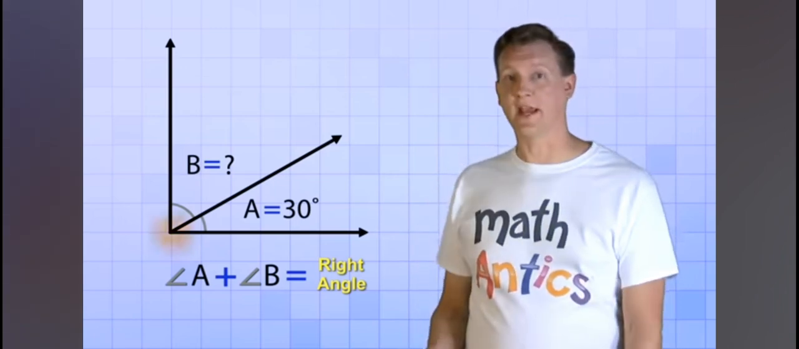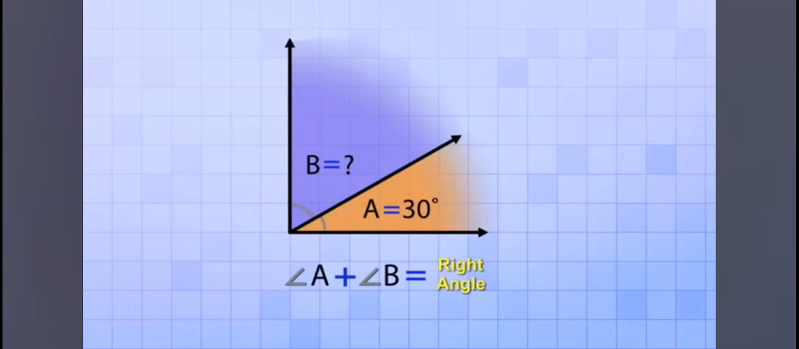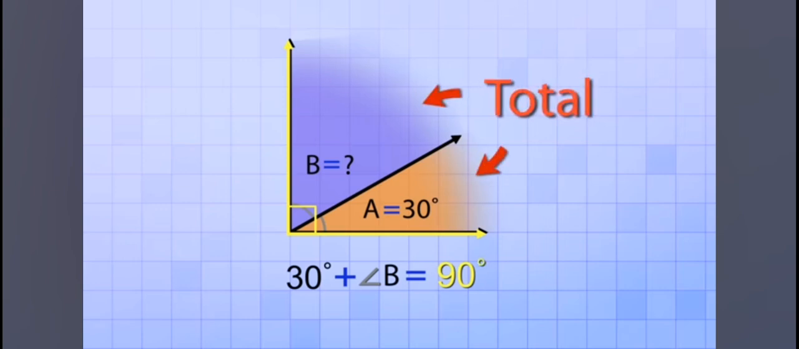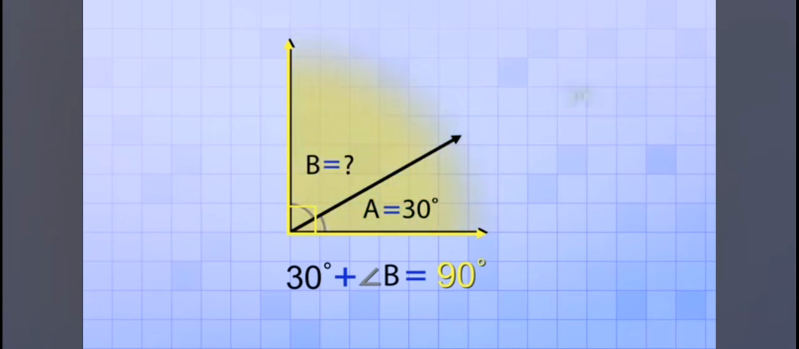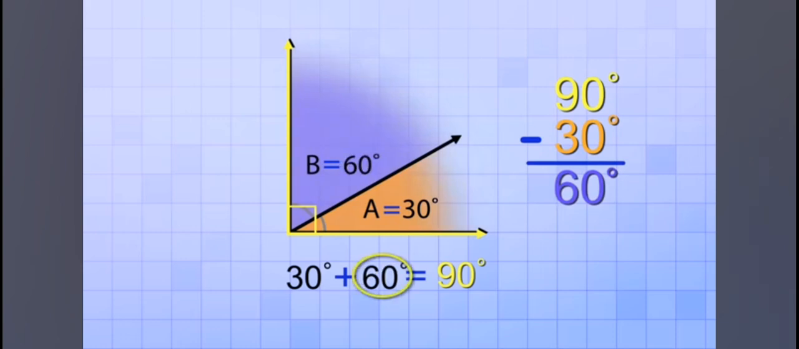It shows two angles, angle A and angle B, that combine to form a right angle. The problem tells us that angle A is 30 degrees, and it wants us to figure out what angle B is. Fortunately, it's easy to figure that out now because we know that a right angle is 90 degrees, so we know what the total of both angles must be. That means that to find angle B, all we have to do is take the total, which is 90 degrees, and subtract angle A, which is 30 degrees. And whatever's left over will be the measurement of angle B. So 90 minus 30 equals 60. So angle B is 60 degrees.